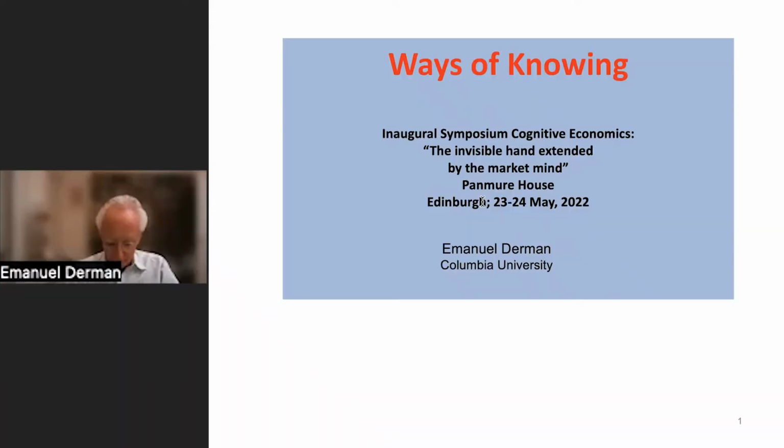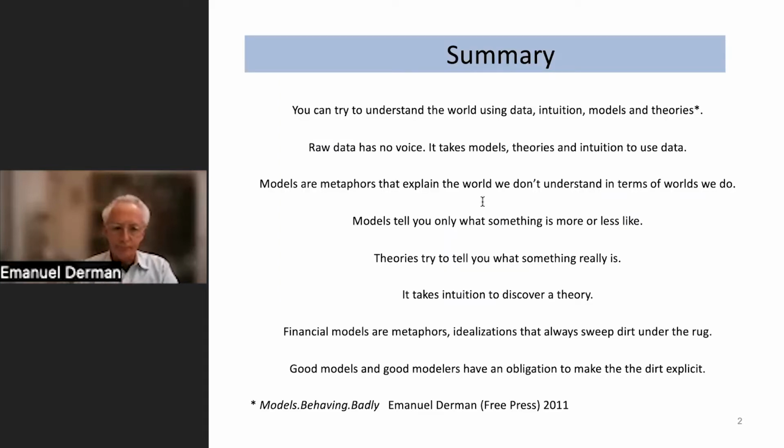This is called Ways of Knowing, and I will go through a summary. My summary is, you can try to understand the world using data, intuition, models, and theories. A lot of this is described in a book that I wrote about 10 years ago called Models Behaving Badly. So in brief, raw data really doesn't have a voice. It takes models, theories, and intuition to use data. And then I'm going to argue that models are metaphors that explain the world we don't understand in terms of things we already do.